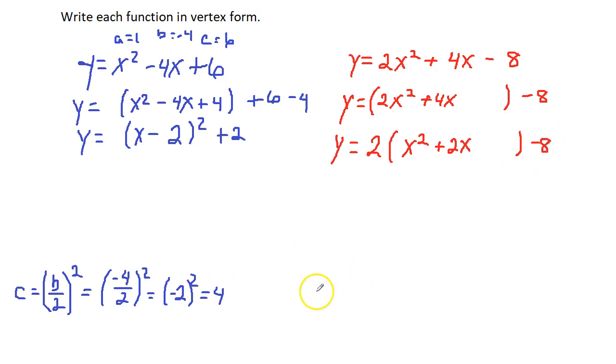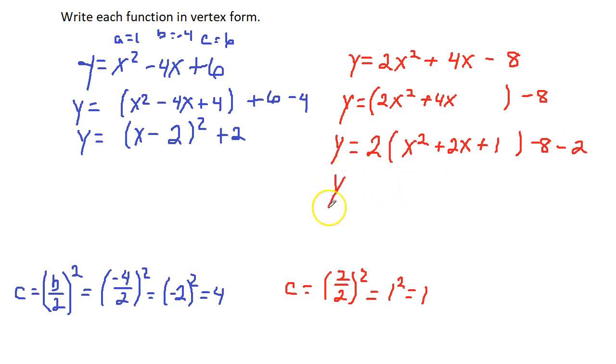All right, off to the side, we're going to find a new value for C. Remember, our B here is 2, this number here. So we're going to say C equals 2 over 2 quantity squared. Well, 2 over 2 reduces to 1. 1 squared is just 1. So we're going to add 1 inside. Now, here's the catch. This 2 is being multiplied by whatever is inside of parentheses. So we're really not adding 1, we're adding 2 times 1. So that means I have to subtract 2 times 1, which is 2, from out here.